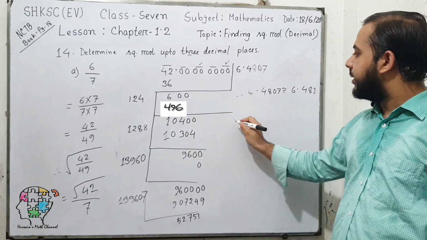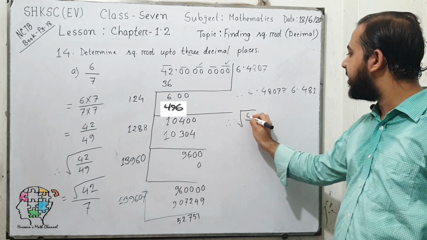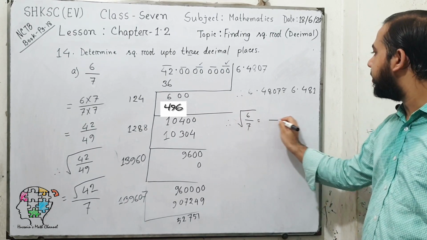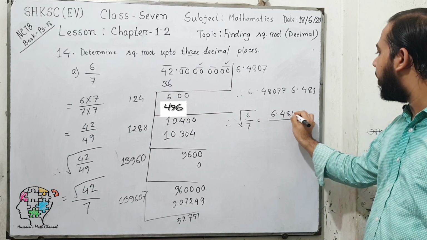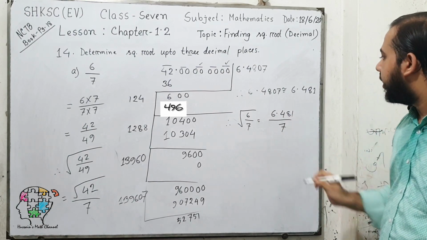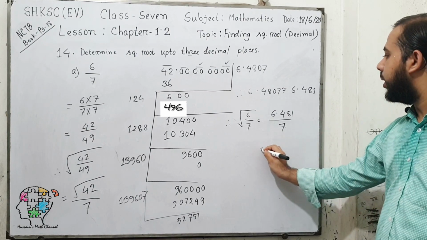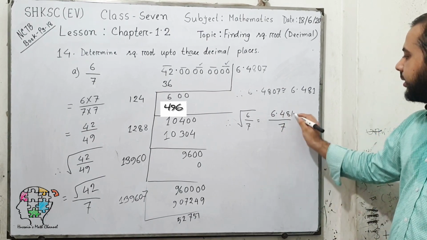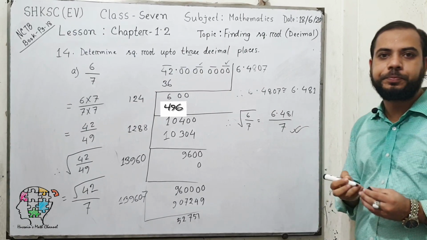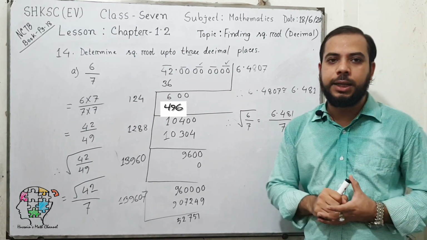Now what will be the final answer? Therefore root over 6 by 7 will be the answer of 6.481 divided by 7. This is our final answer of root over 6 by 7. Now if you divide this, you will get the decimal result. Okay, this completes our result.